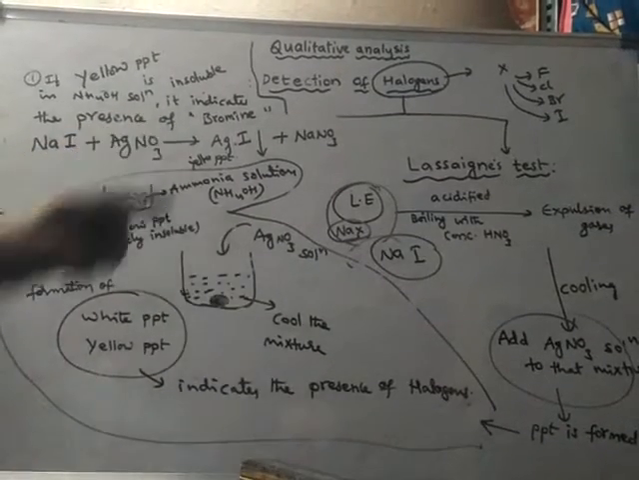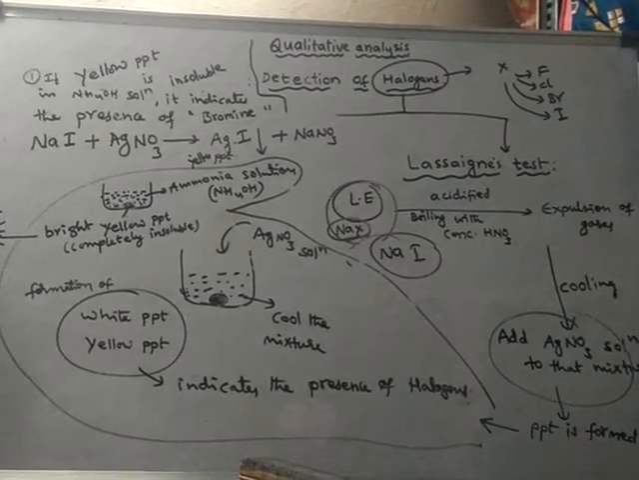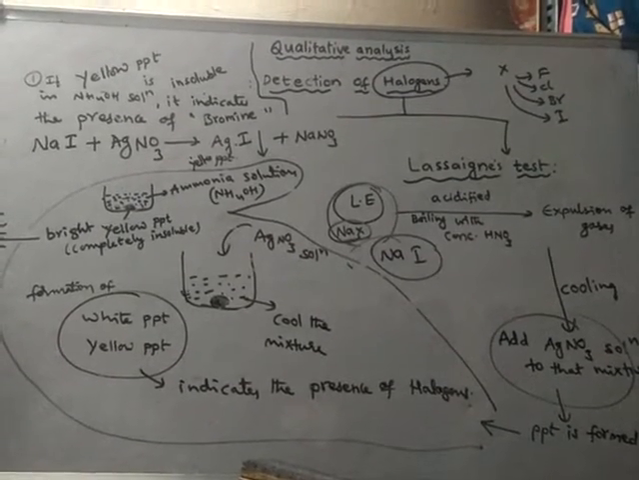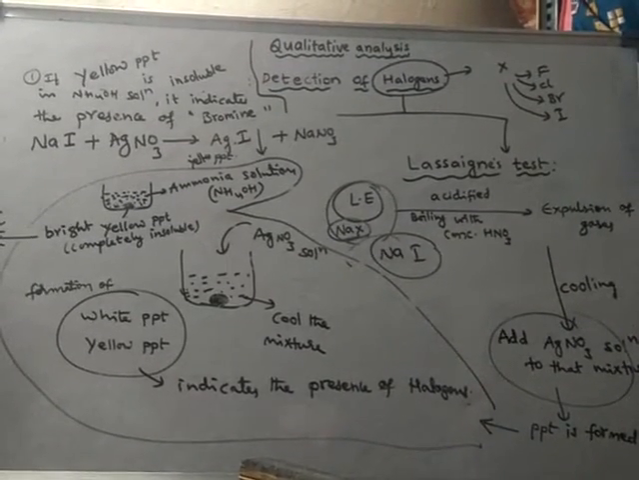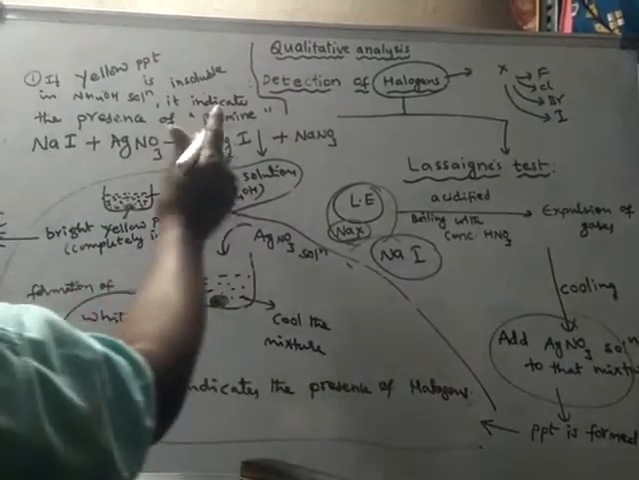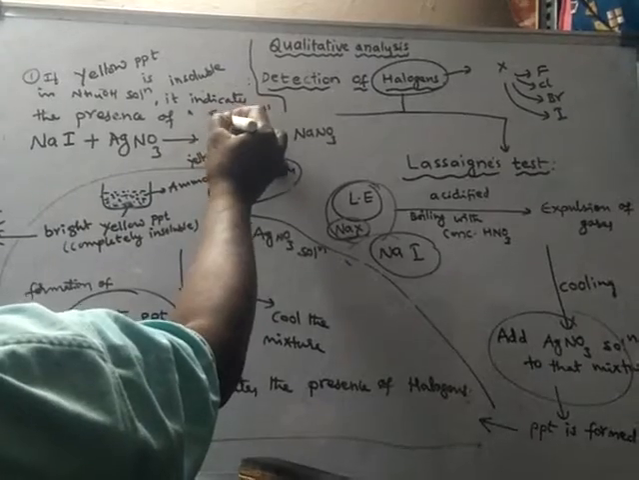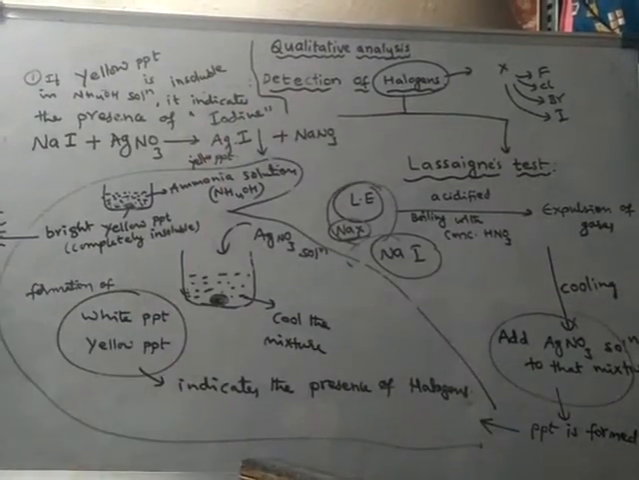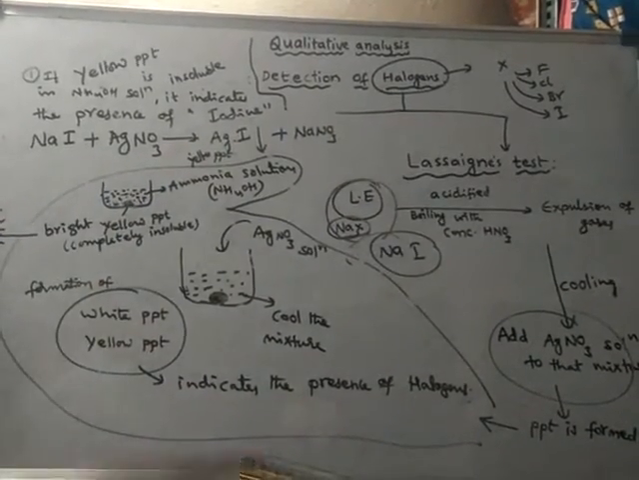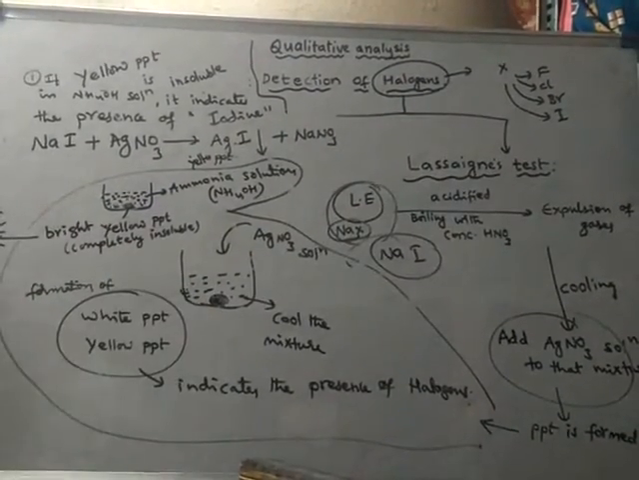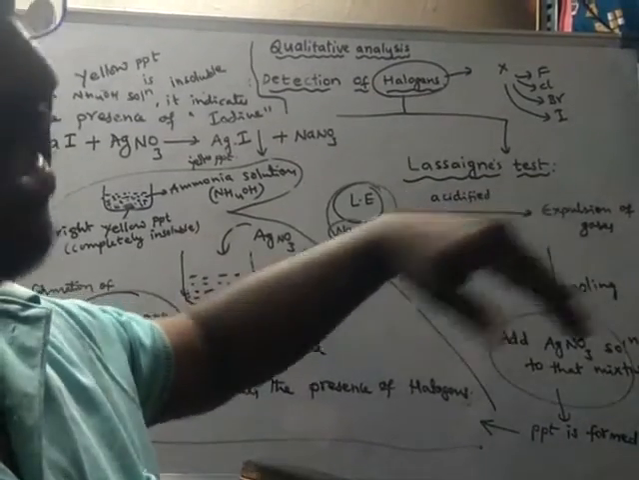Okay, that means a yellow precipitate which is completely insoluble in ammonium hydroxide solution is formed. If that precipitate is formed, it indicates the presence of iodine in the organic compound. So like this, for detection of halogens we use Lassaigne's test.